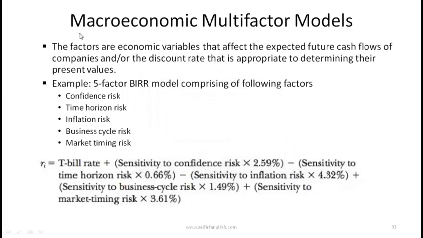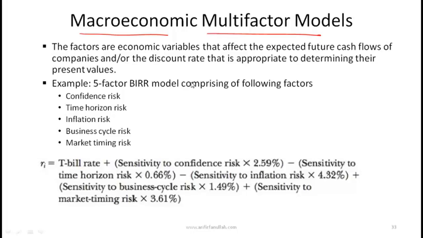So now we'll talk about the macroeconomic multi-factor models. We've already talked about Pastor-Stambaugh and Fama-French, which you need to know well. Macroeconomic multi-factor models are the whole category, and as the name implies, the factors are economic variables that affect the expected future cash flow of companies. Up till now, we have been looking at items that are related to the security markets and then betas that are specific to a given company.